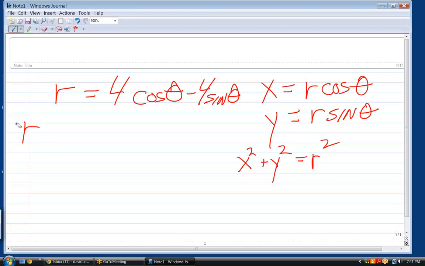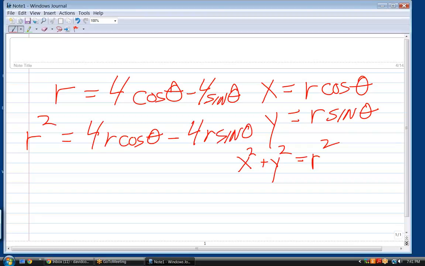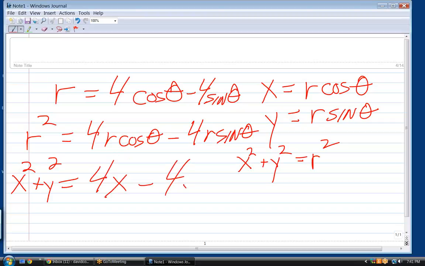Let's multiply both sides by r, not square. Okay? So if I multiply the left by r, I get that. Multiply the right by r, I get this. And now I can directly substitute from my two equations. r squared is x squared plus y squared. 4r cosine theta is 4x. 4r sine theta is 4y.